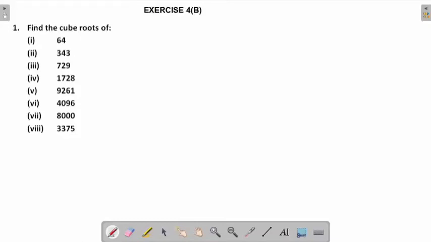Welcome back, dear students. So we are doing the chapter on cube roots. Today we'll continue with our exercise 4b. In exercise 4b we have all the sums where you have to find just the cube roots.